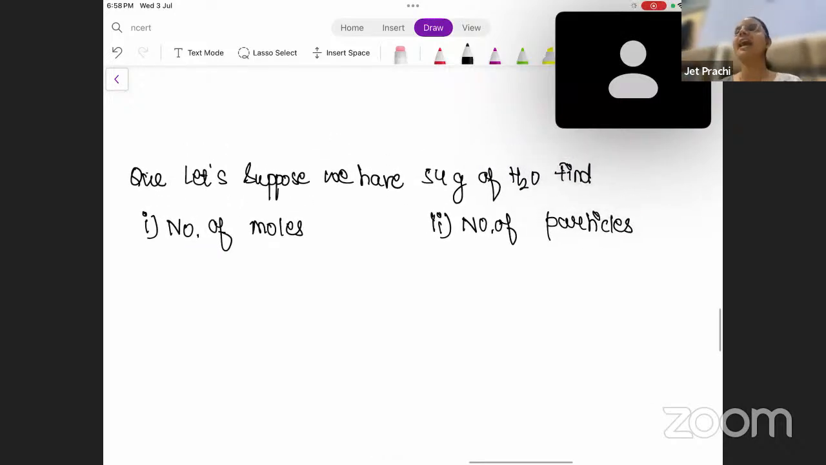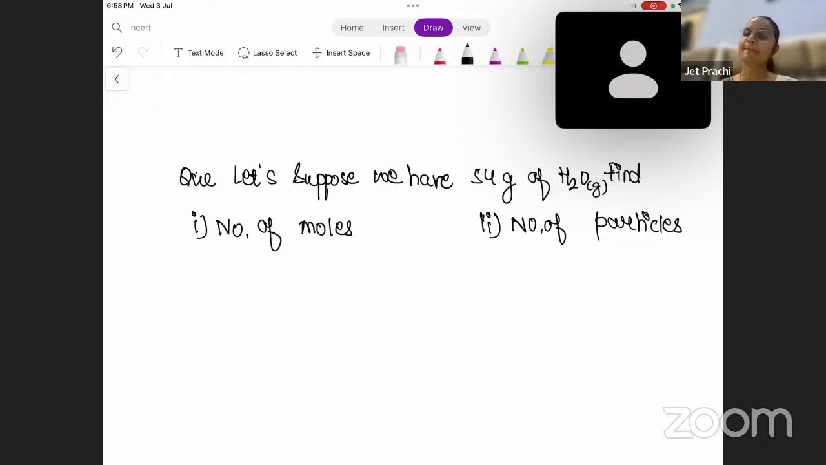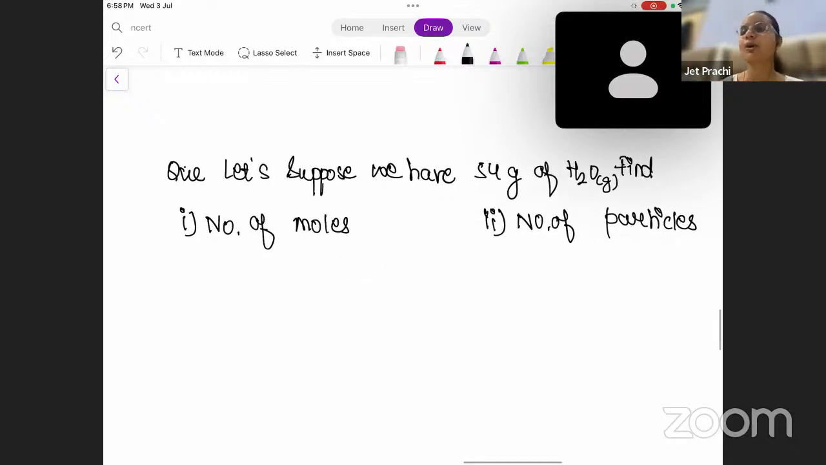Now here I have a problem for you which I'll also solve, and then we will come to a common conclusion, right? So let's suppose we have 54 grams of water. We have 54 grams of H2O gas, in the form of vapors, right? Now what you have to do is find the number of moles. So how do we approach this problem? I know the weight of 1 mole of H2O. What is the weight of 1 mole of H2O? It is 18 grams.